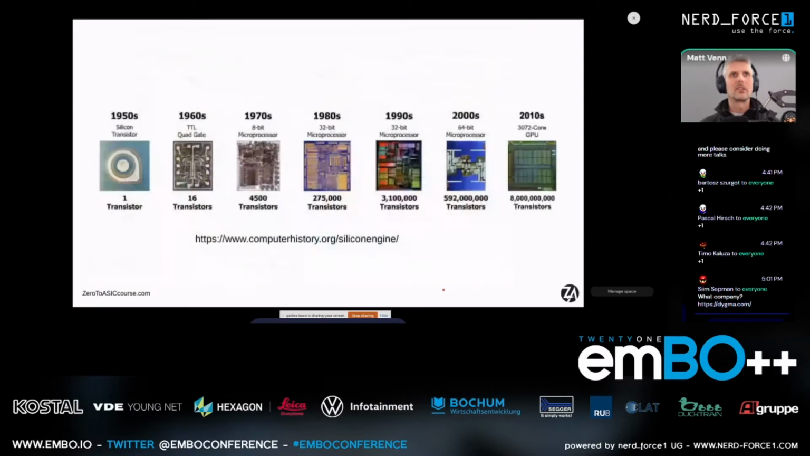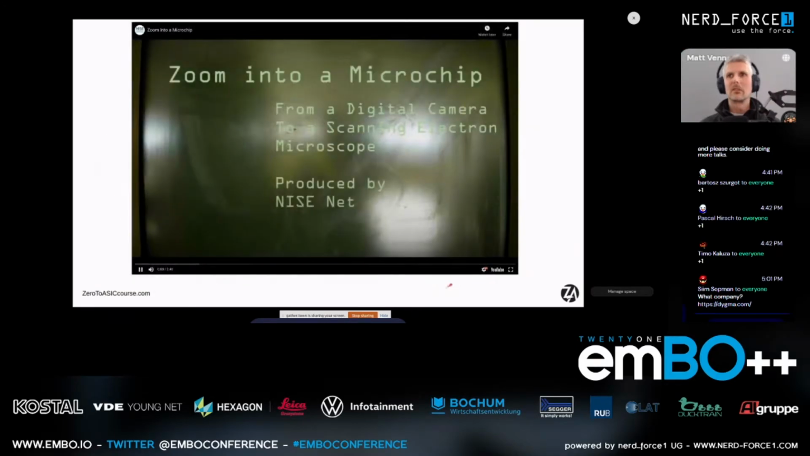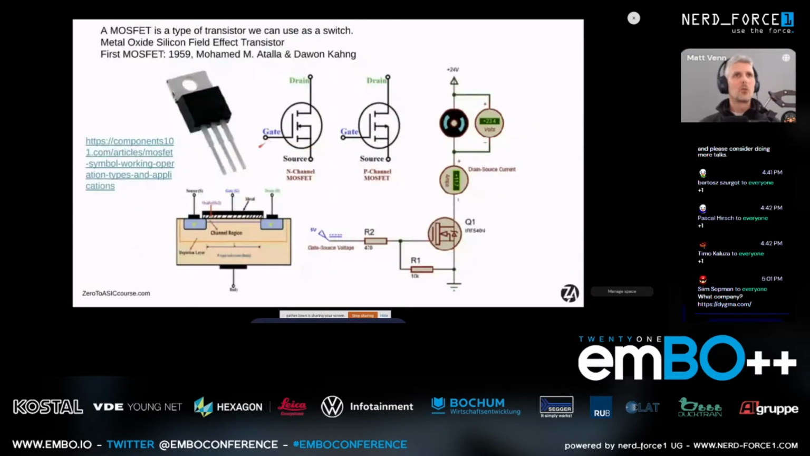Next slide, wrong way. There. So what are those little things that we see? They're called MOSFETs. They were invented by Mohamed Atalla and Dawon Kahng in 1959. Metal oxide silicon field effect transistor. So it's a type of digital switch made in a specific way. And if you've ever done any kind of hobby robotics or electronics, you might have used one of these to turn on a motor.